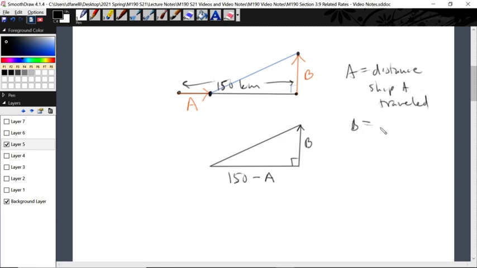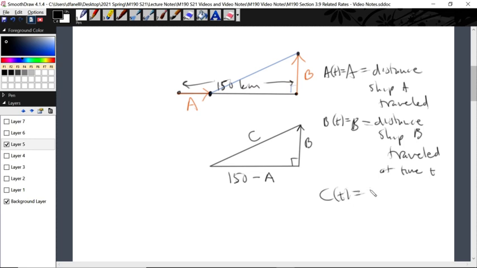B is the distance that ship B has traveled at time t. So these are each functions of time. That's B of t, that's A of t. And then this length right here, the distance between them, let's call that C. So C of t is our distance between ships.